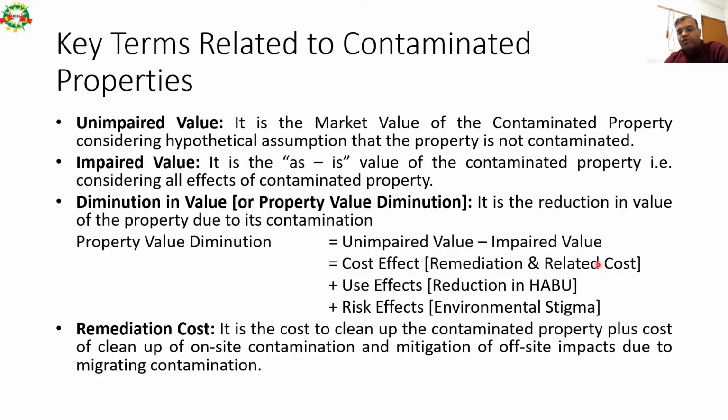The difference between these two values is equal to property value diminution, and it is the sum total of 3 effects: cost effect, use effect, and risk effect. Cost effect is remediation and related cost, use effect is reduction in HABU, and risk effect is environmental stigma, which we discussed in previous slides. And the fourth important terminology is remediation cost. It is the cost to clean up the contaminated property, plus the cost of cleanup of on-site contamination and mitigation of off-site impact due to migrating contaminations.